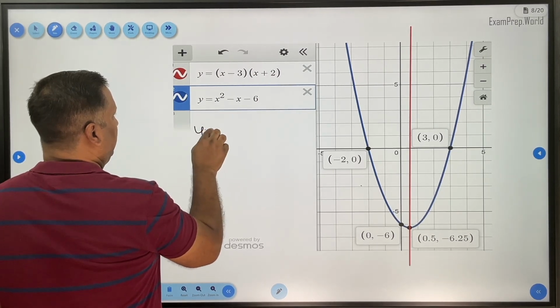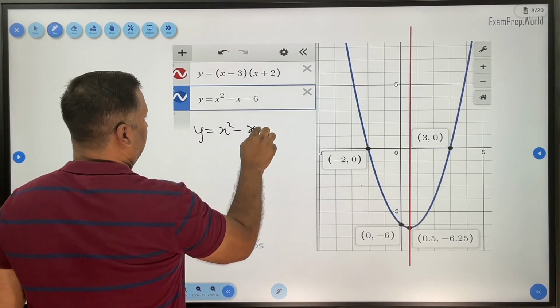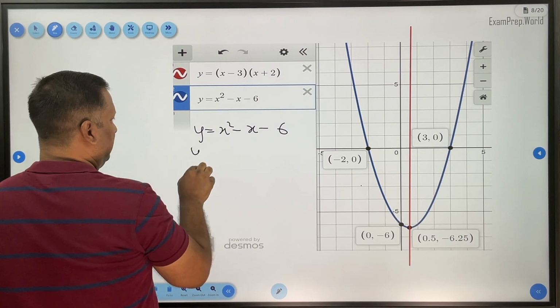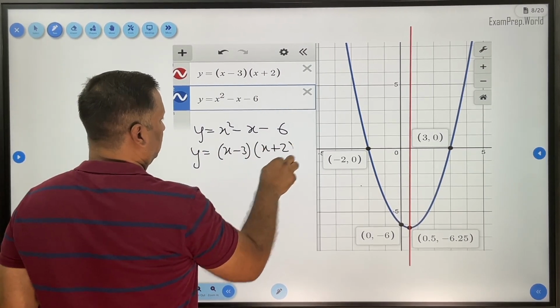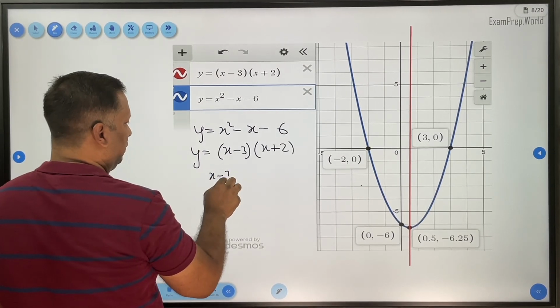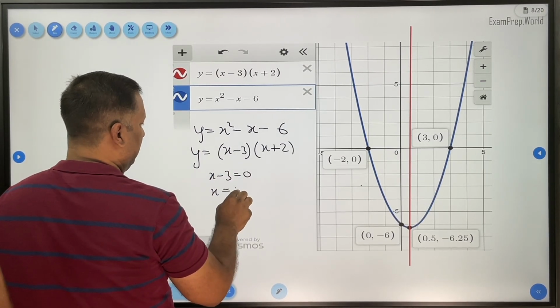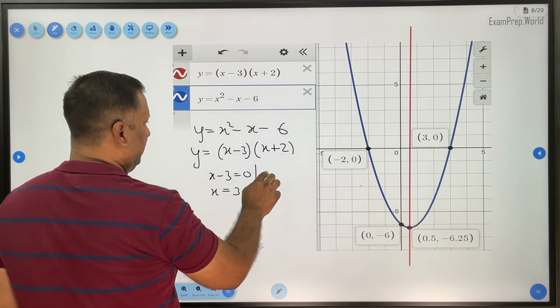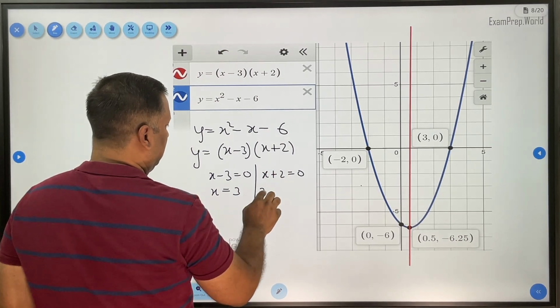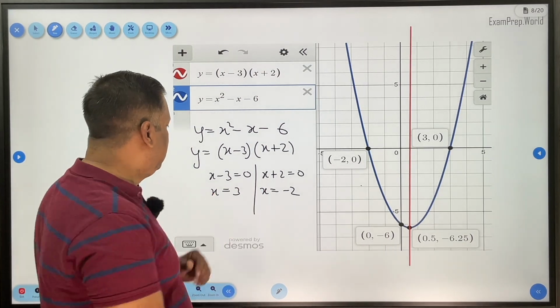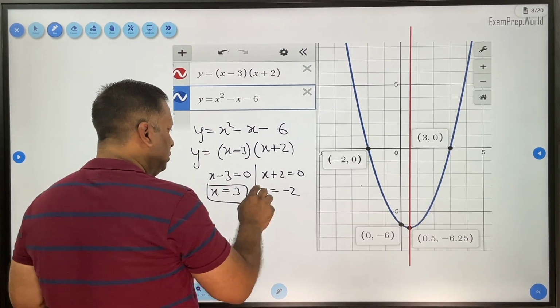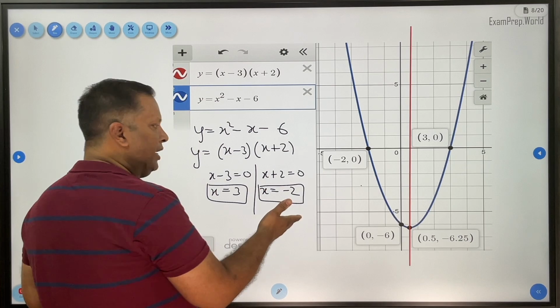See, y equals x squared minus x minus 6 was our quadratic. Its factors are x minus 3 and x plus 2. Equate x minus 3 equal to 0, x will be equal to 3, and equate x plus 2 equal to 0, x will be equal to minus 2. Now look at this. These are the roots or the zeros or the x-intercepts.